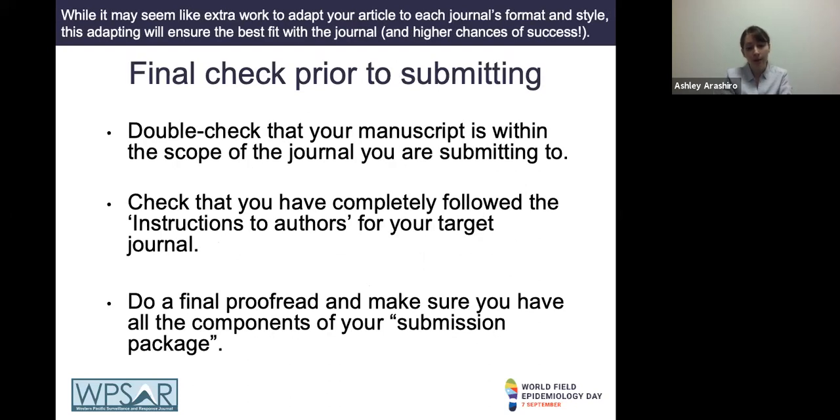All right, now you have all the sections written out and you have all the files you need. Here are some things to do right before you hit that submit button. Double check that your manuscript is within the scope of the journal you're submitting to. Check that you've completely followed the instructions to authors for your journal, and do a final proofread and make sure you have all the components of your submission package.